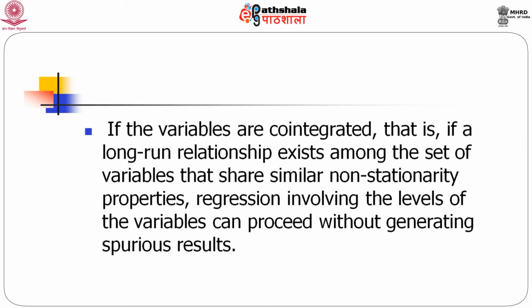In the Johansen case, we basically test what is the rank of the matrix, and we try to find the rank of the matrix. If the rank of the matrix is r, then we claim that there are r co-integrating vectors, and as a result there exist r co-integrating relationships. Now, if the variables are co-integrated, that is, if a long run equilibrium exists among the set of variables that share similar non-stationary property, regression involving levels of the variables can proceed without generating spurious results.